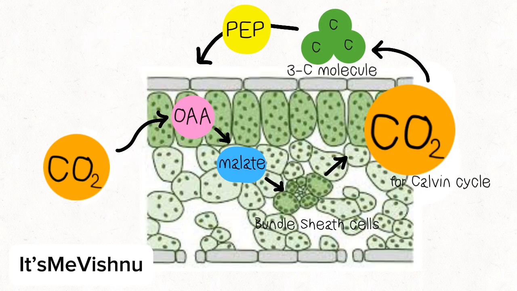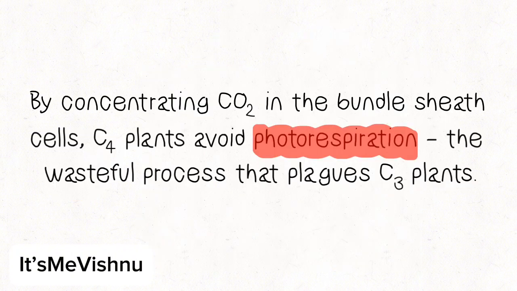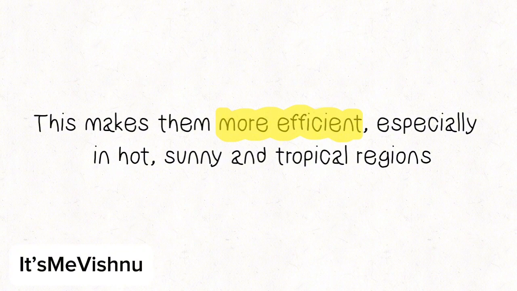So the C4 pathway shuttles carbon in a clever loop. Mesophyll cells capture carbon dioxide in a 4-carbon acid. Bundle sheath cells release carbon dioxide right where the Calvin cycle operates. The leftover 3-carbon compound regenerates PEP, ready to start again. By concentrating carbon dioxide in the bundle sheath cells, C4 plants avoid photorespiration, the wasteful process that plagues C3 plants. This makes them more efficient, especially in hot, sunny and tropical conditions.